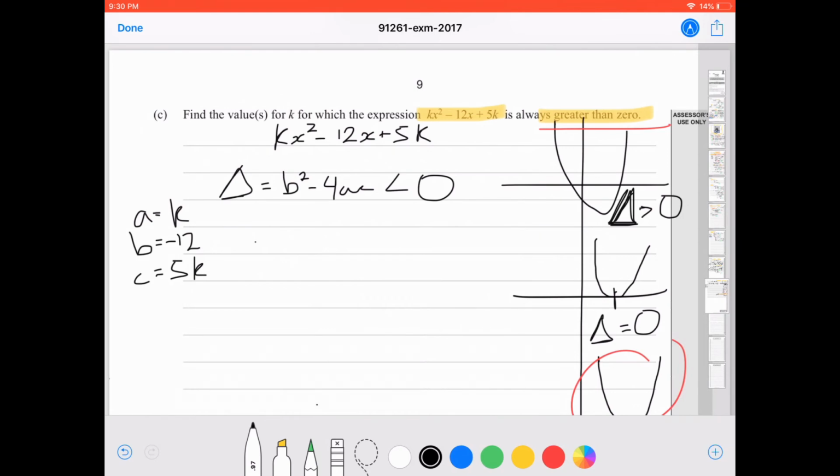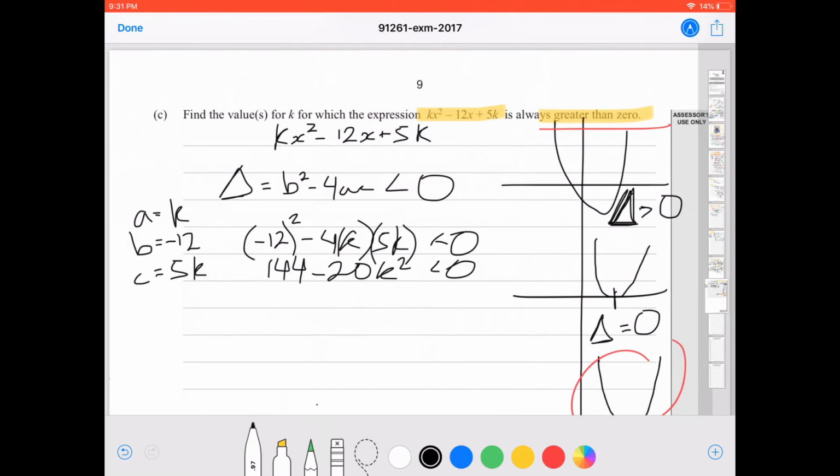We've got minus 12 squared minus 4 k, and c is 5k. If you'd write it like this, 5k. And this is less than 0. Okay, so 144. And it's going to be minus 4 times 5 is 20, k times k squared is less than 0.